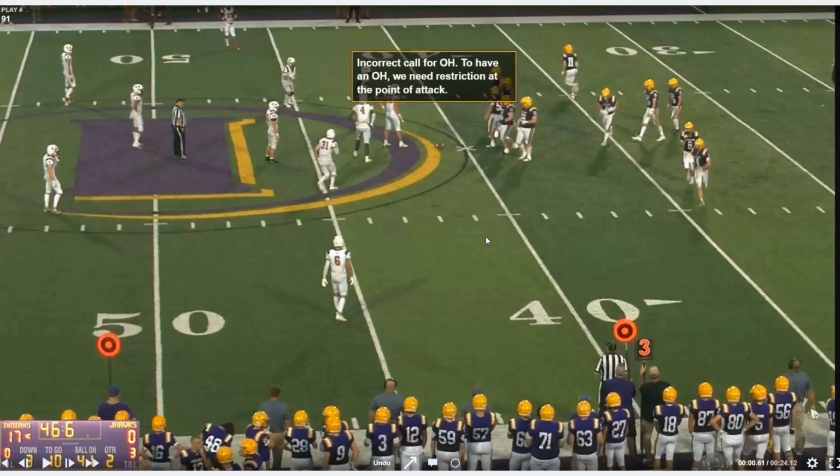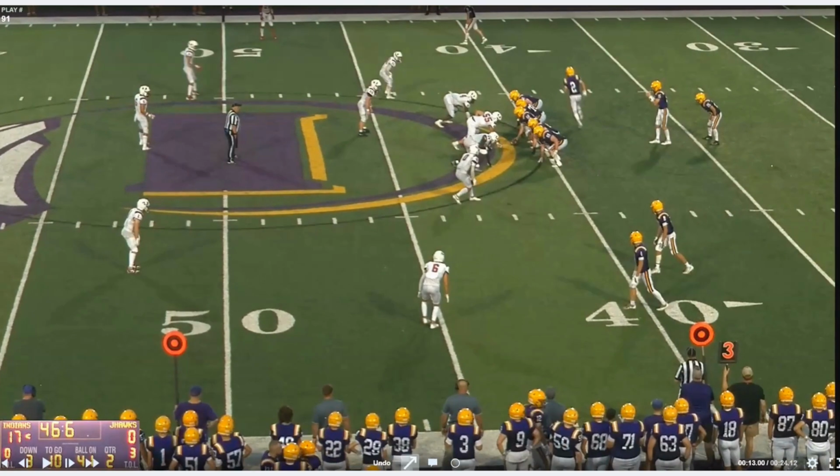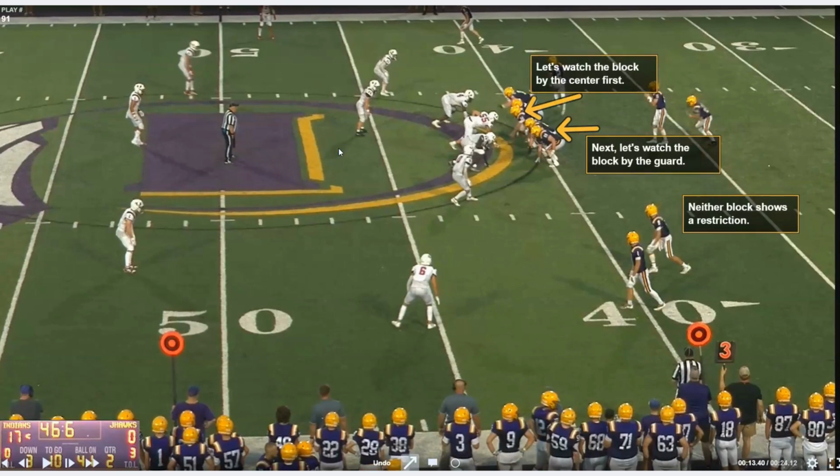All right, we're going to look at several holding calls. I think we got 2 incorrect calls and 2 great job of not calling offensive holding. So let's take a look here. Positioning. This is a great example of our umpire being way too deep. We're at 9 yards. We should be right up here, just about a yard behind this linebacker for our initial positioning. All right, and we're going to first take a look at the block by the center.